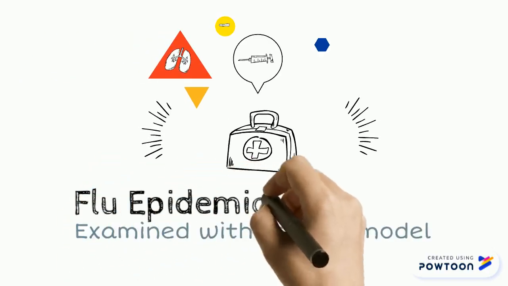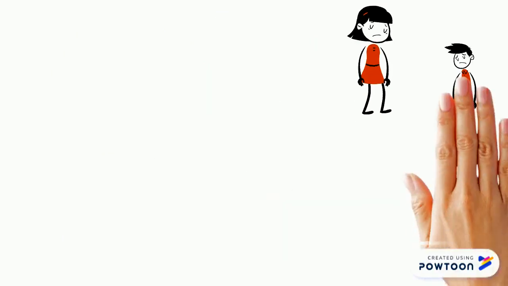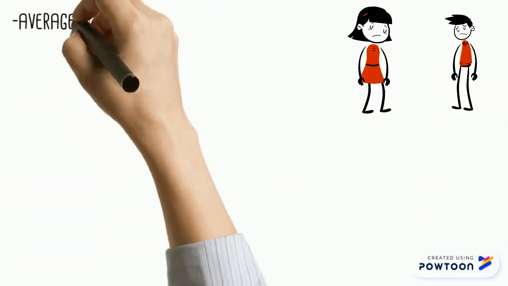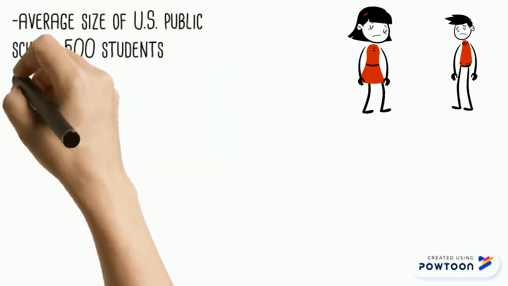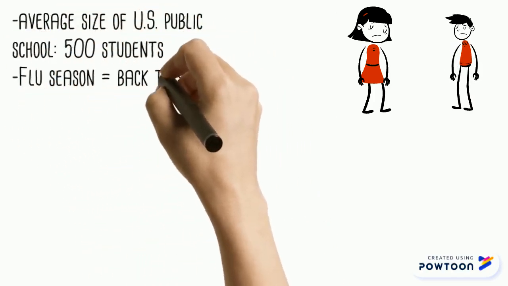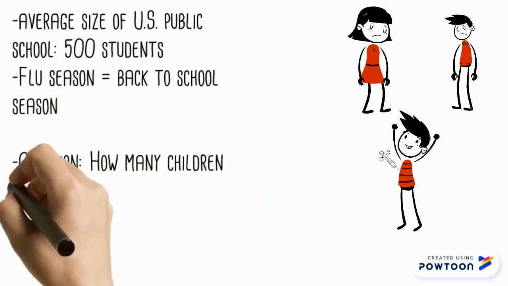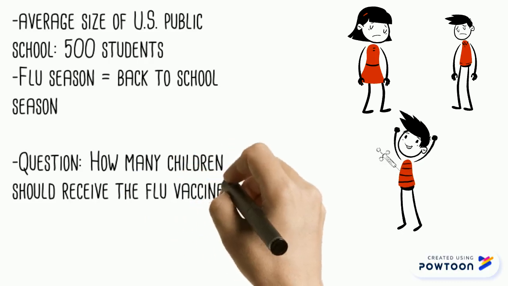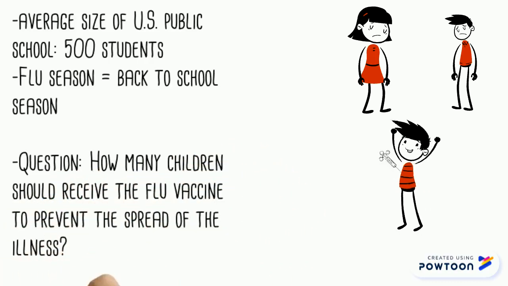My name is Emily Blancha, and I will be examining flu epidemics in public schools using the SIR model. The average size of a public school in the U.S. is about 500 students, and with flu season aligning perfectly with back-to-school season, many students are bound to become sick. My question is how many of these students should receive a flu vaccine in order to prevent an epidemic in their school? And I will implement the SIR model in an attempt to answer this question.